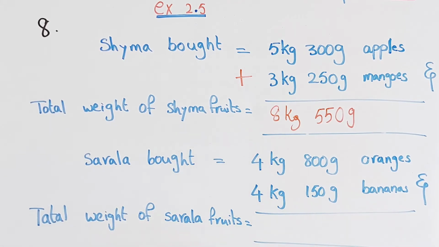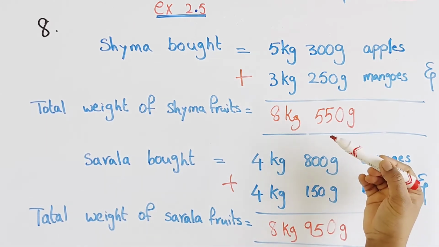Now Sarala's fruits. 4 kg 800 grams of oranges plus 4 kg 150 grams of bananas. 0 plus 0, 0. 0 plus 5, 5. 8 plus 1 is 9. 4 plus 4, 8. That means 8 kg 950 grams, the total weight of Sarala's fruits.